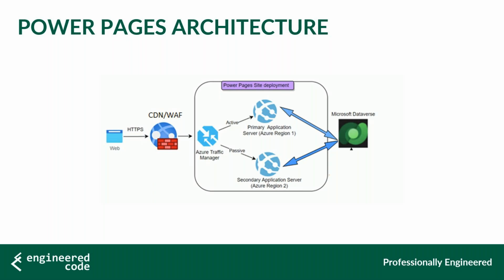Again, we have the traffic coming to the web, it goes through the CDN through Azure Front Door if you've got that enabled, and then goes through Azure Traffic Manager and then through the web application that's actually running the Power Pages code.